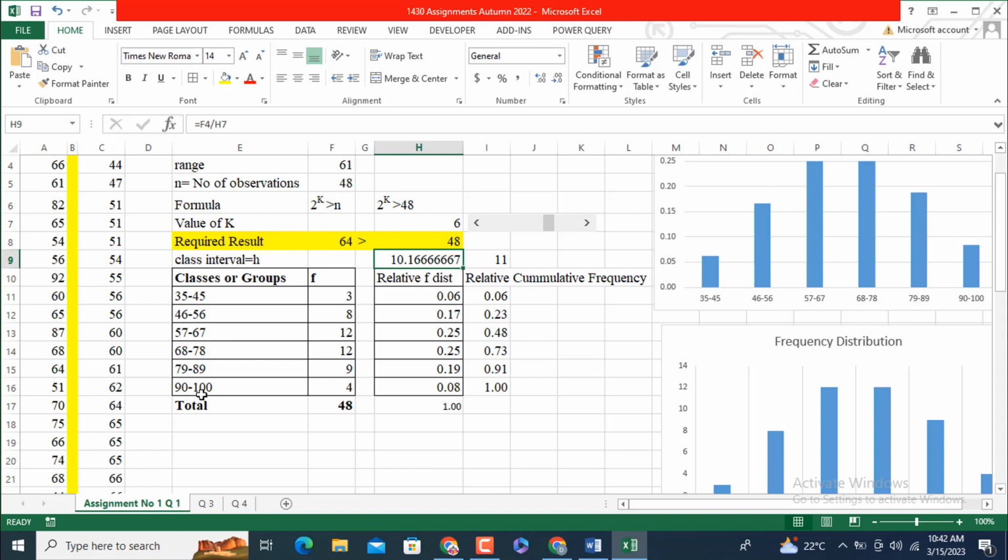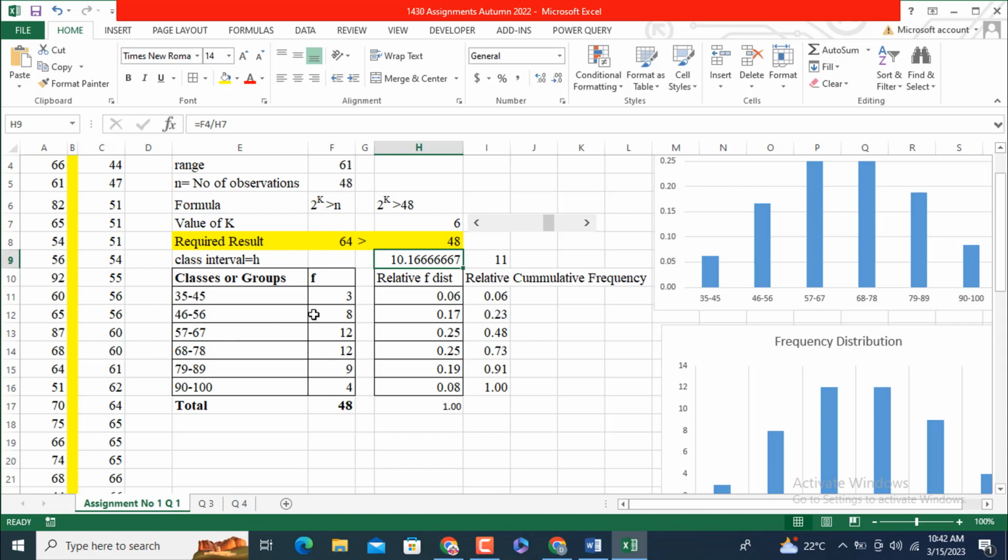We have 6 classes or groups. The difference between the classes, the upper class and lower class, is 11. If you count this one, 45 minus 35 is equal to 10, but we are including this 35, which makes it equal to 11.